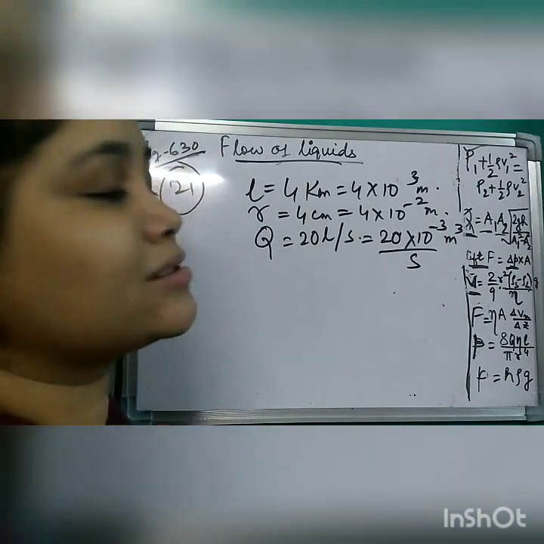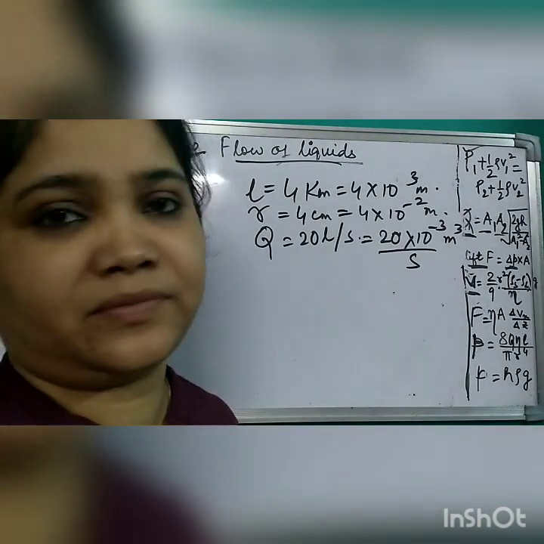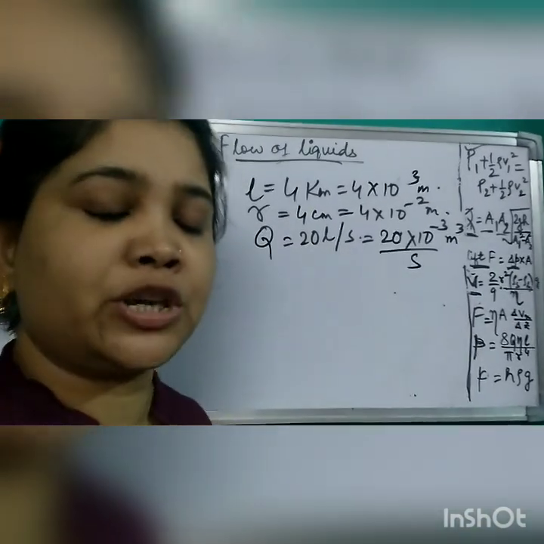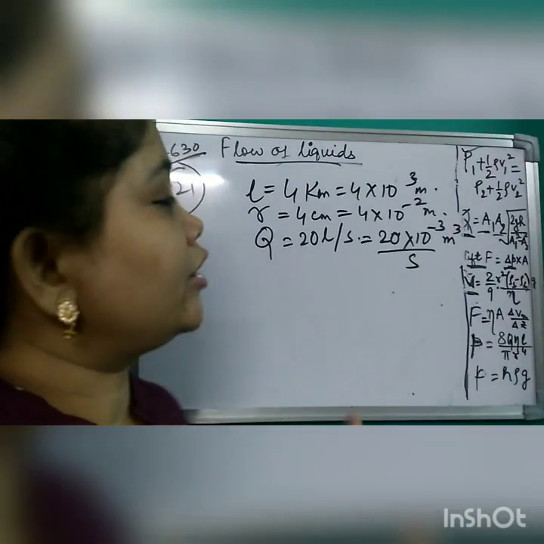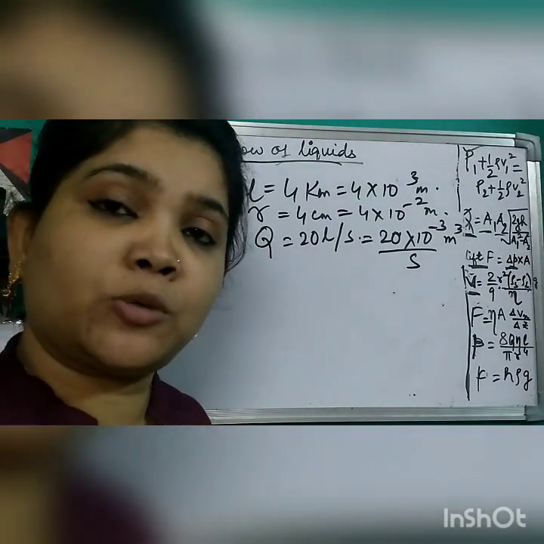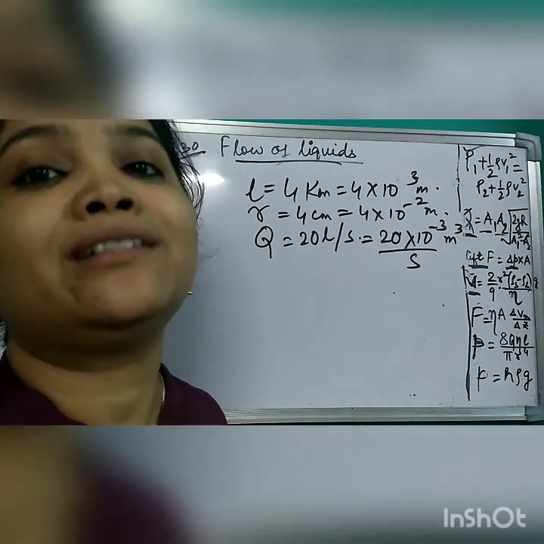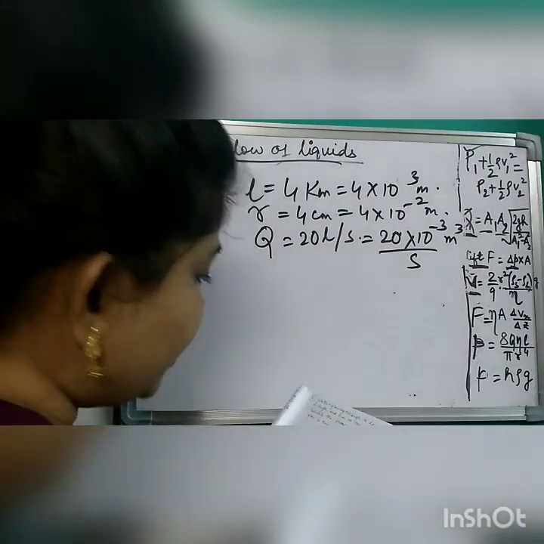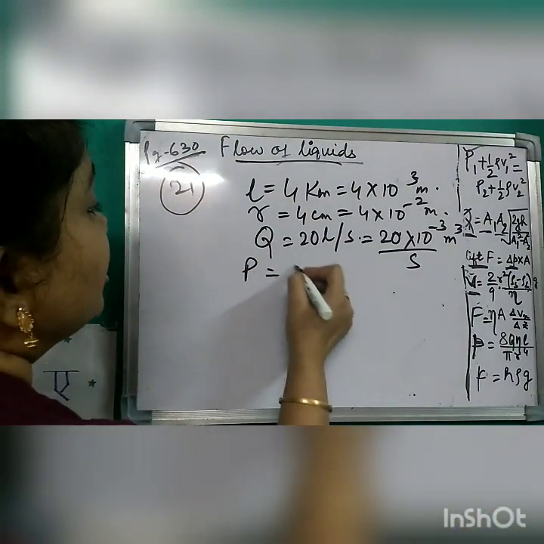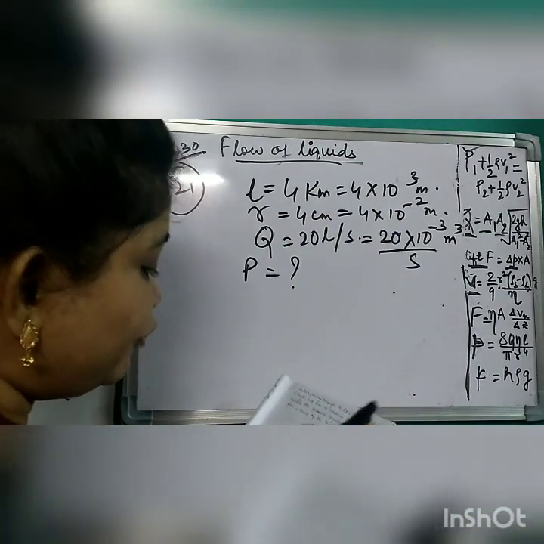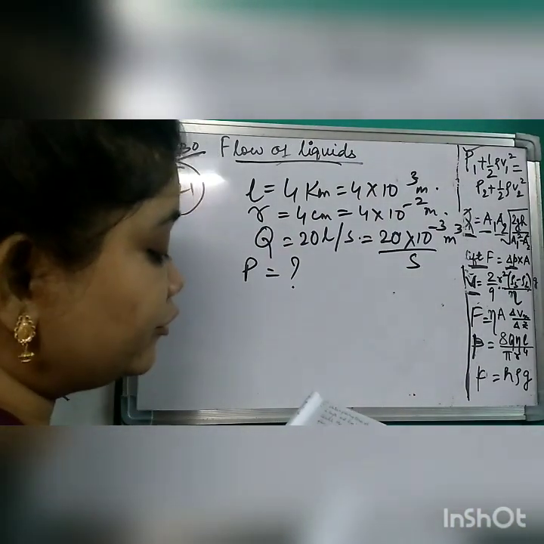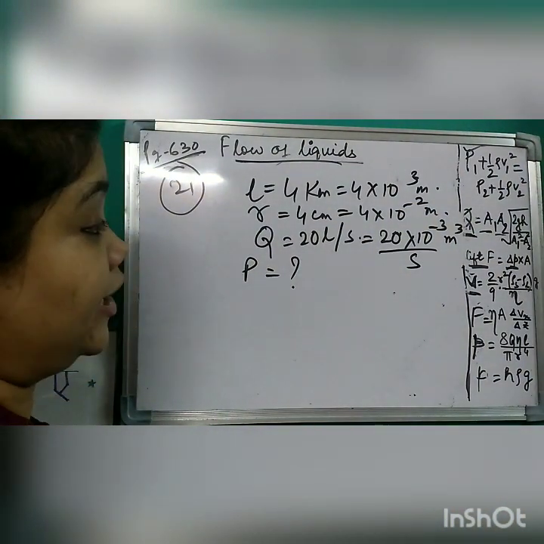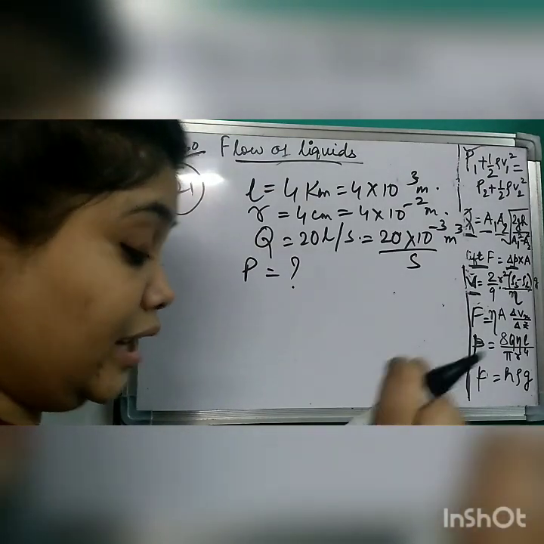Remember Q is nothing but volume by time. Already they have given it, so you don't need to find it. But if they ask you the Q value, and the volume and time are given, you have to find out Q by the formula Q is equal to V by T, volume by time. Now calculate the pressure required to maintain the flow. That means you have to find out P required to maintain flow in terms of height of mercury column. So here we have to find out the pressure in terms of mercury column.